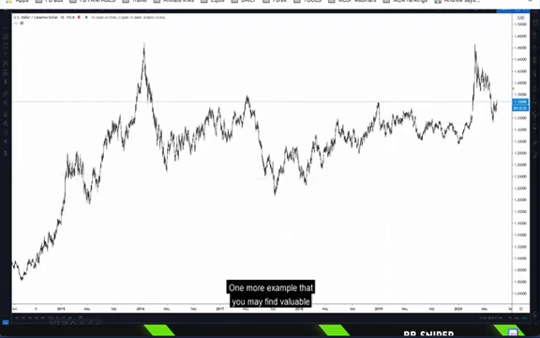One more example that you may find valuable is over on a currency pair. We're looking at USD CAD. Remember that these ideas, they're universal. Whether you trade currencies, whether you trade commodities, whether you trade indices, whether you trade companies, whether you trade digital currencies, these ideas can be applied to any chart at any time.